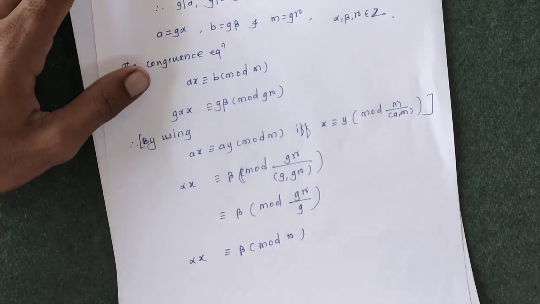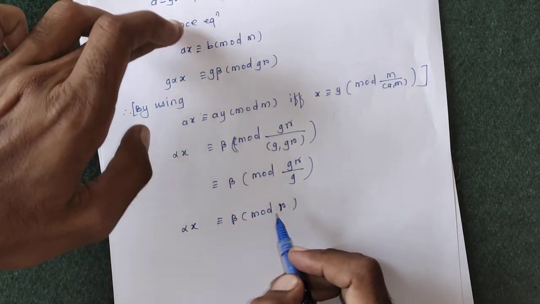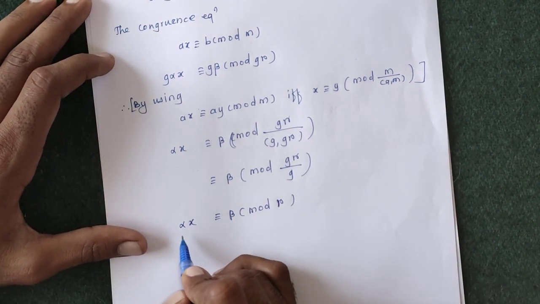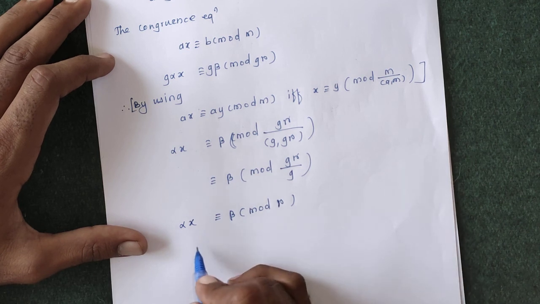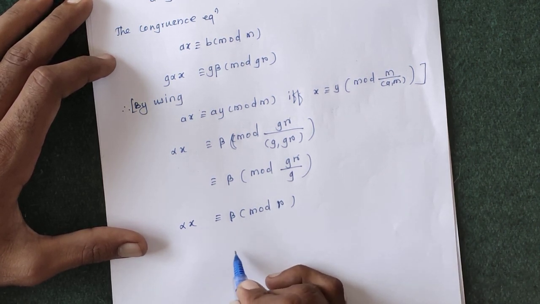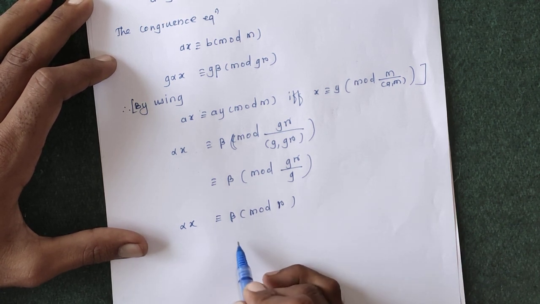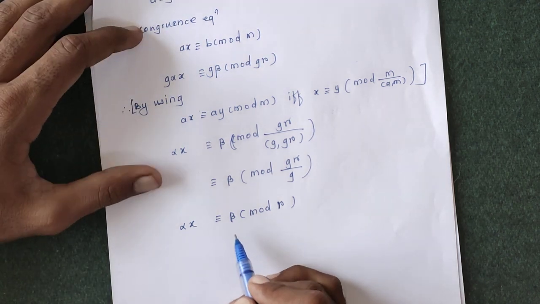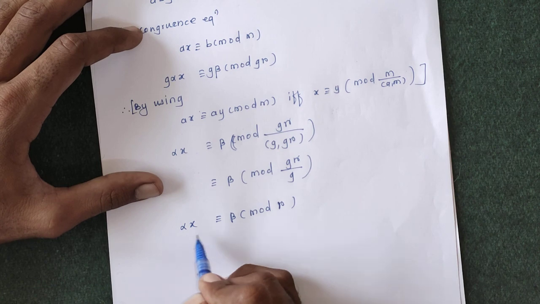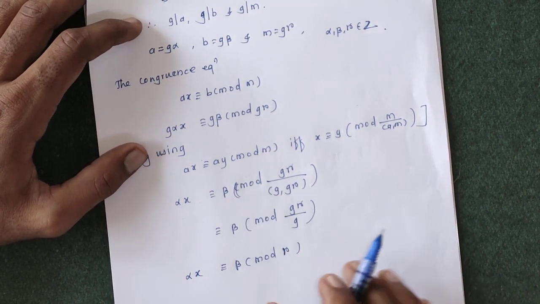Here we get alpha x is congruent to beta modulo gamma, and this congruence is again equivalent to this congruence, since we are just simplifying this congruence. If we divide both sides by alpha, then we will get x is congruent to beta by alpha under modulo gamma. But we cannot say that beta by alpha will be an integer. If beta by alpha is an integer, then x equals beta by alpha is our solution of this congruence, and our theorem is proved.